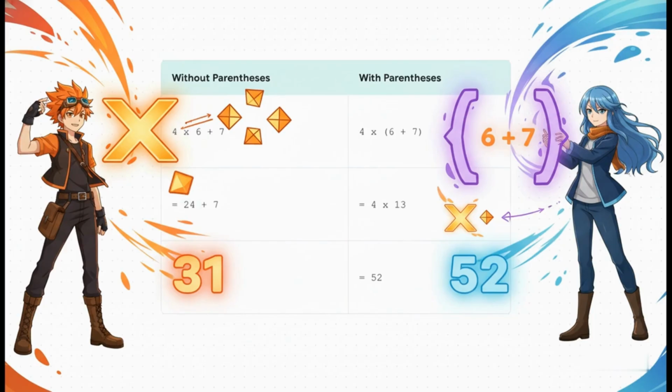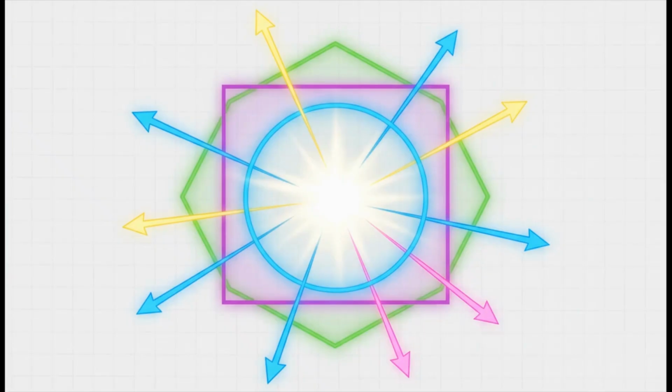That gives us 13. And 4 times 13 is 52. A totally different answer, all because of two little symbols. So what happens when you have parentheses inside of other brackets? It's like one of those Russian nesting dolls. The rule is simple. You start at the very center, the innermost symbol, and you solve your way out.